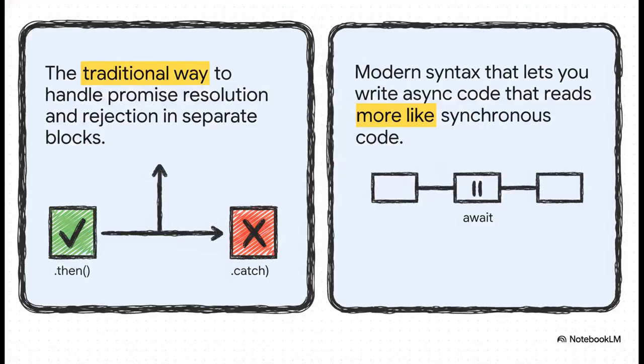So how do we actually use these promises? Well, there are two main ways. The traditional way is to use .then for when things go right and .catch for when they go wrong. But the much more modern and frankly easier way to read it is with async and await. This is more of that syntactic sugar we talked about. It lets you write asynchronous code that looks and feels like it's just running line by line, which makes it so much easier to understand.